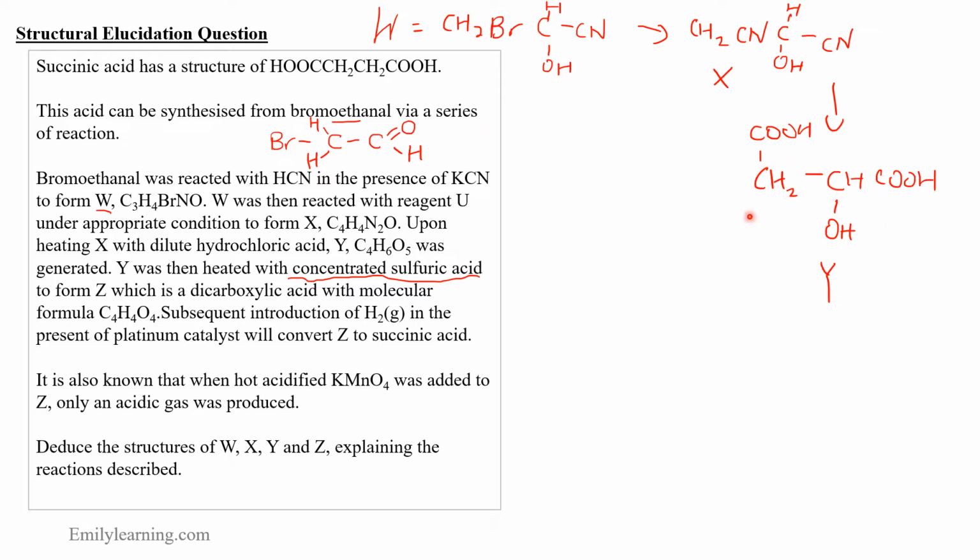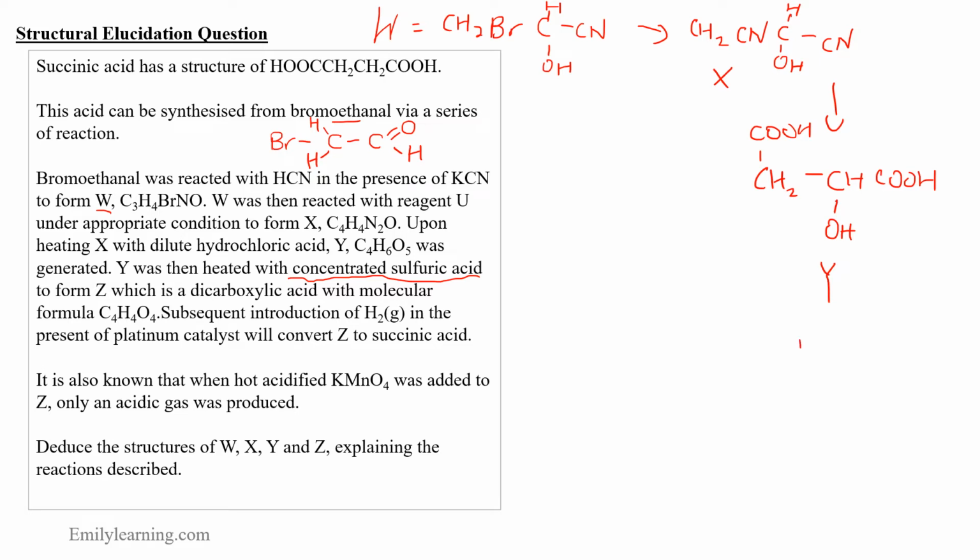Okay, to check whether we are correct, you can also do it this way. I look at the formula of Y, which is C4H6O5. I look at Z, which is C4H4O4. So if you compare these two formulas, you notice that from Y to Z, I actually lose 2 hydrogens and also 1 oxygen. So in other words, I lost an H2O. Okay, so it's a dehydration reaction.